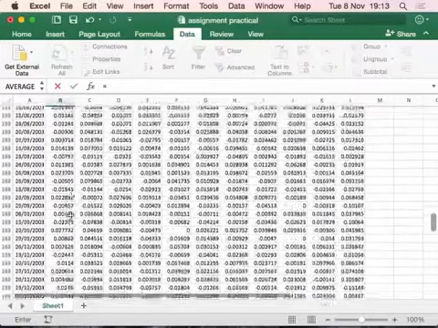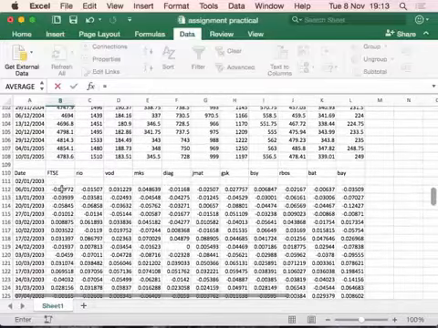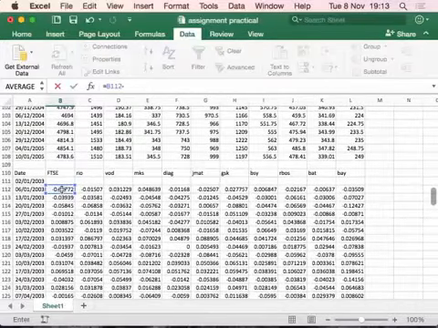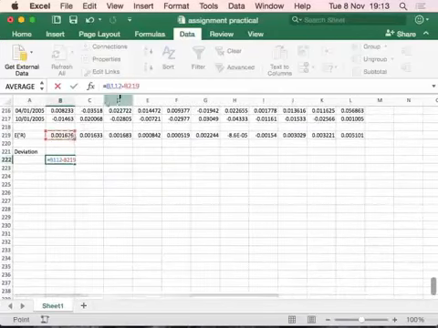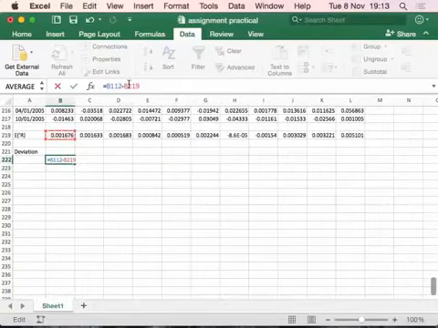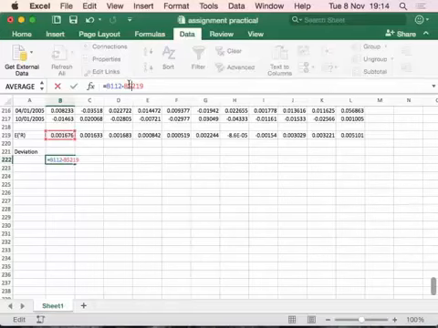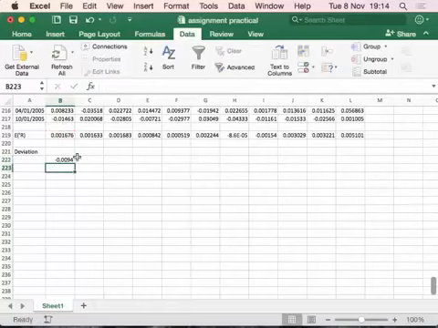Now each of these minus the average, and I'll just put the dollar sign in front of the number here, so that the row is fixed and the rest can vary. It will be easier for me now.